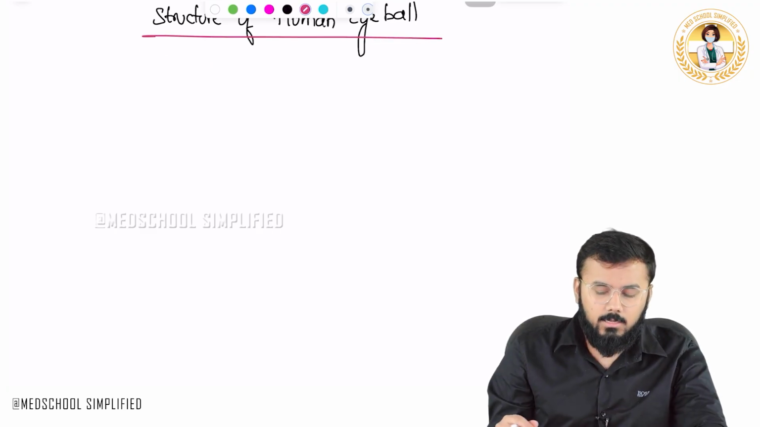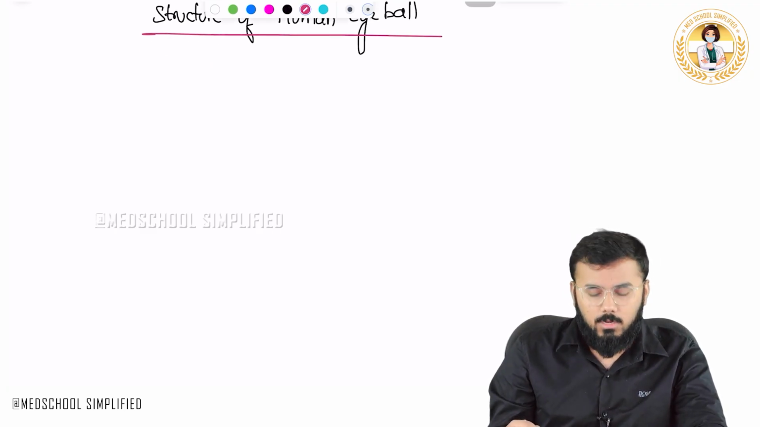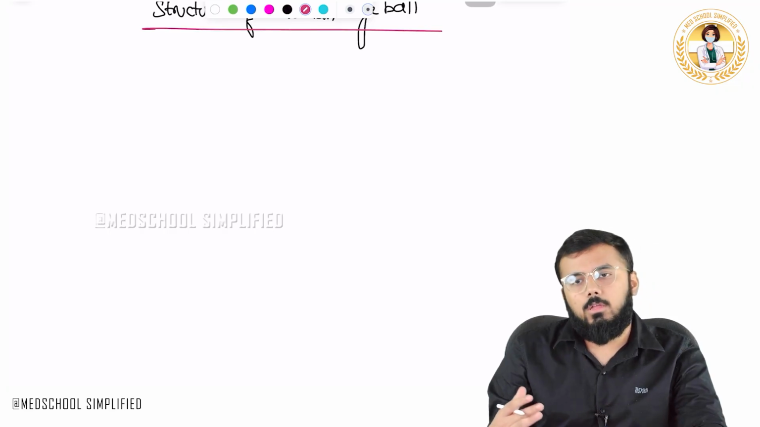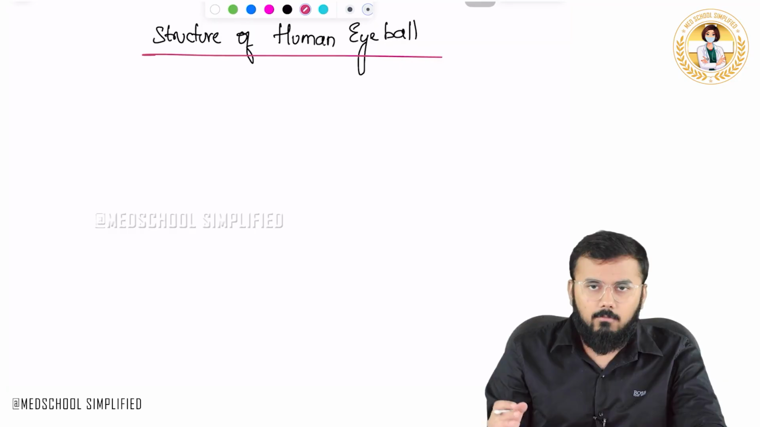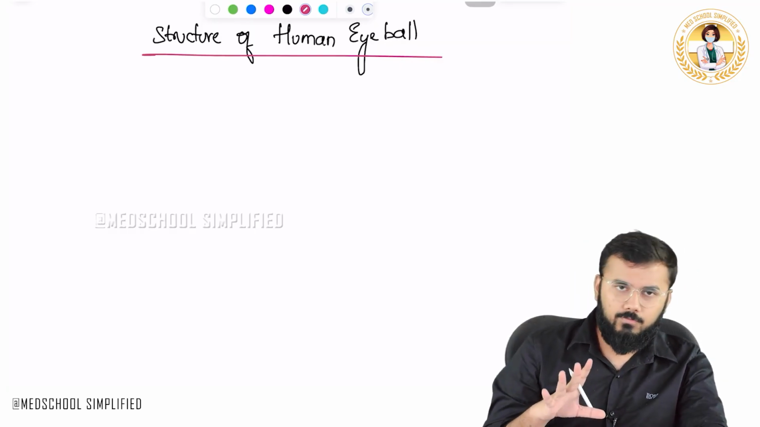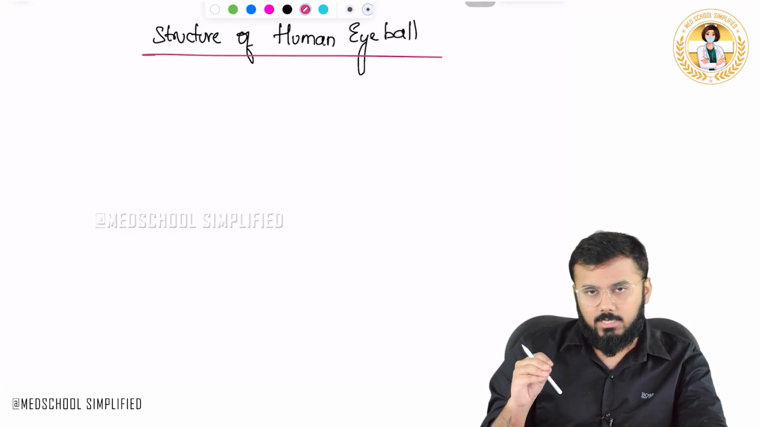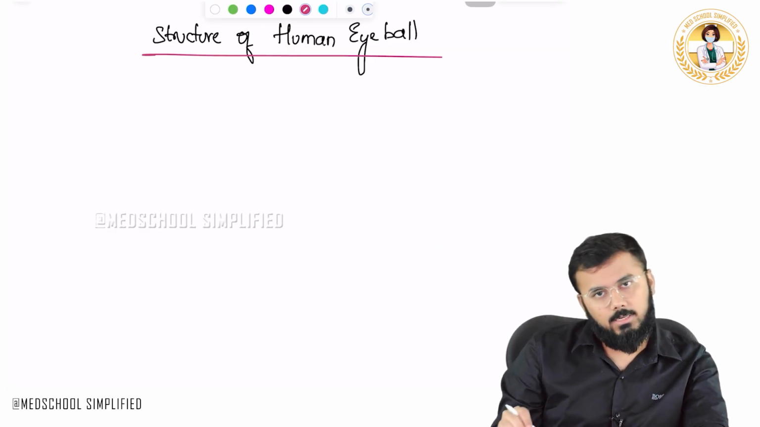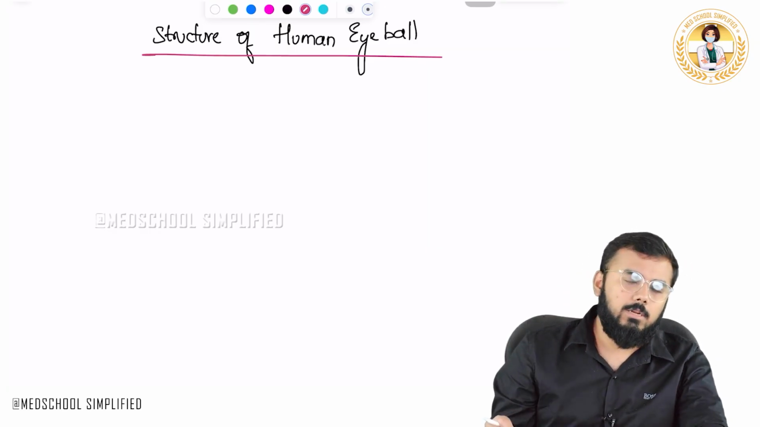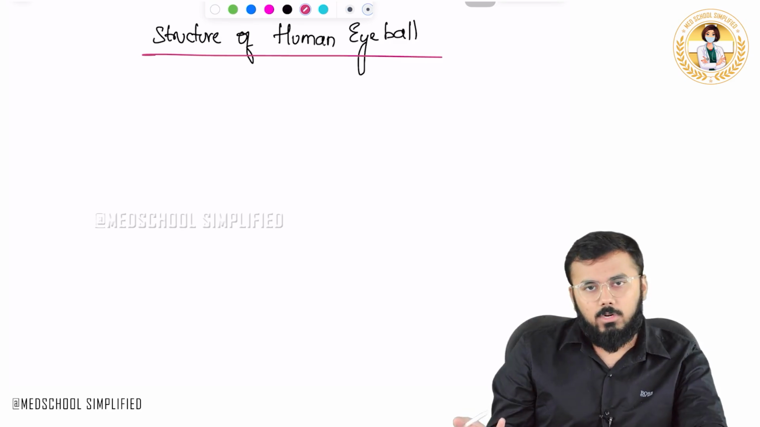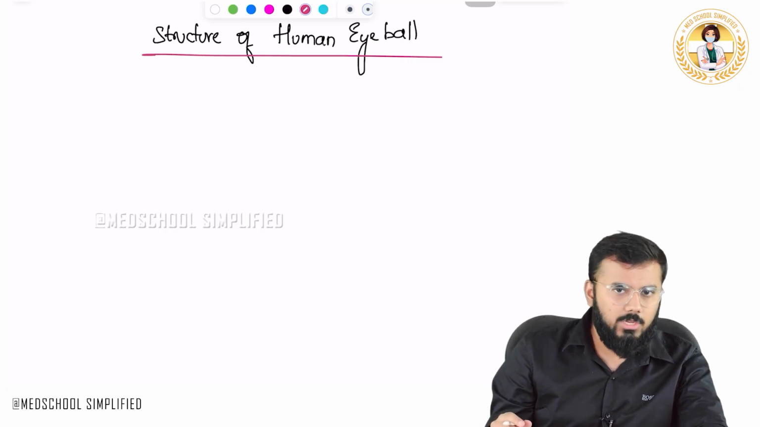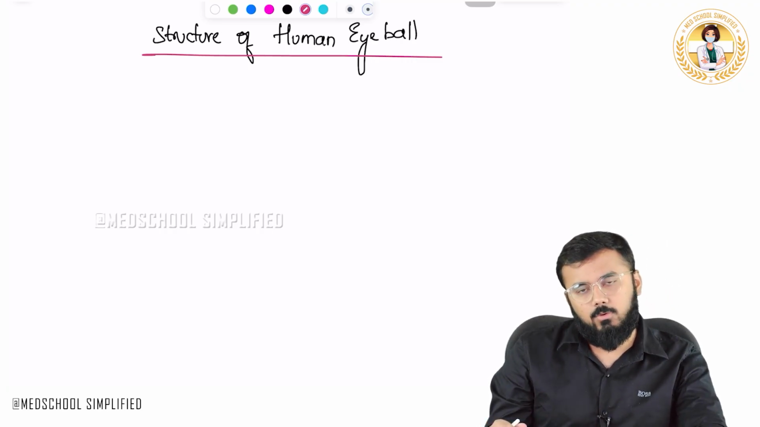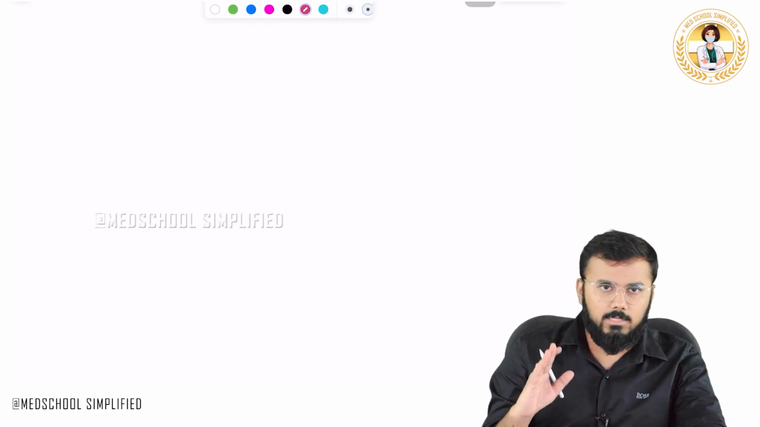So basically within the structure of the human eyeball, first of all let me draw the human eyeball. Basically we have got two types of layers. One is called as the outer part of the human eyeball, the structures that are present outside, and the structures that are present inside. Outside we have got three important layers. First of all, let me draw a picture of the eyeball and then I will explain what are the structures that are located outside and inside.